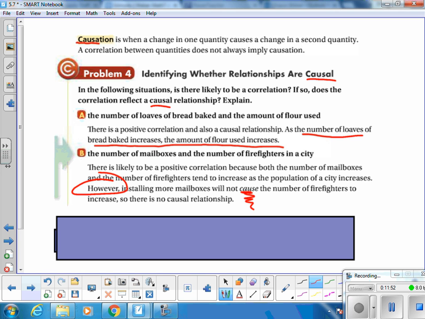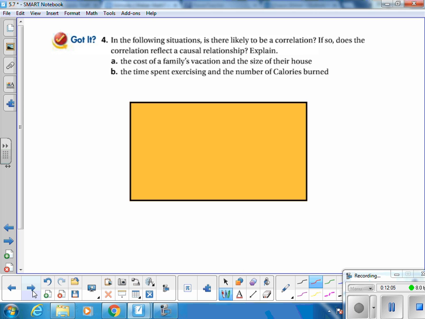So you're looking for a couple different things in all these relationships. Does the situation have a correlation, positive, negative, or none? And then does that correlation reflect a causal relationship? I want you to try it out on this one. Take a look and see how well you wrap your head around this new vocabulary. Press pause.